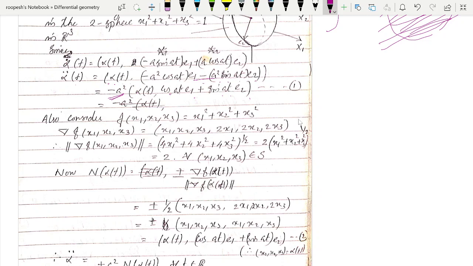Also, we want to have your normal, so we want to find the function f. So f of x1, x2, x3 is given as sphere, right? So x1 square plus x2 square plus x3 square. Now we are finding del f of x1, x2, x3. That is 2x1, 2x2, 2x3. So this is your del f. Next we find the norm of del f of x1, x2, x3. That is 4x1 square plus 4x2 square plus 4x3 square, all raised to 1 by 2. So it will again result in 2 into x1 square plus x2 square plus x3 square, all raised to 1 by 2. So what is this quantity? Unit sphere, right? So this entire norm is going to be 2.